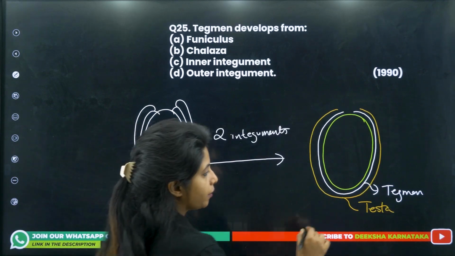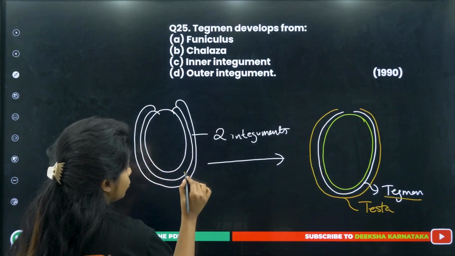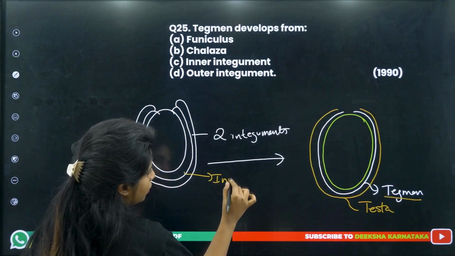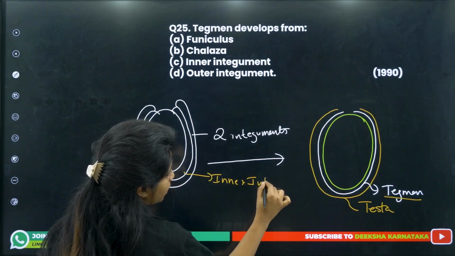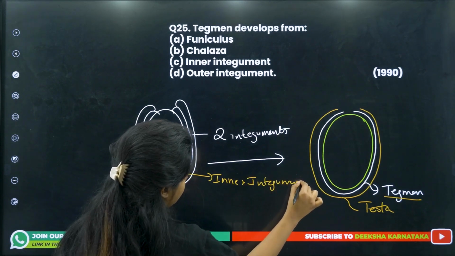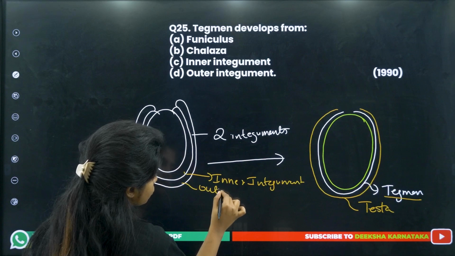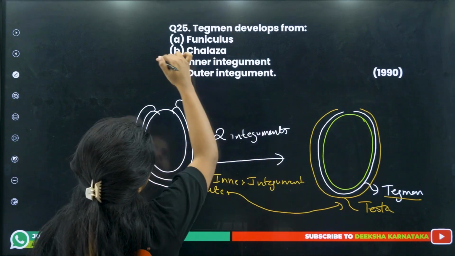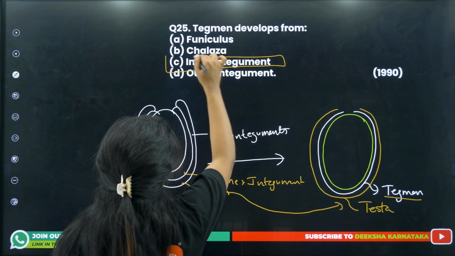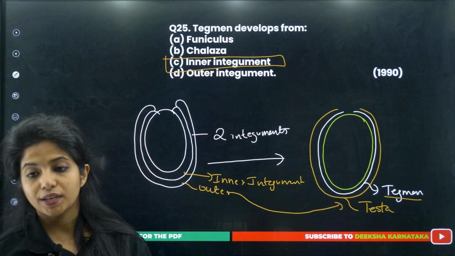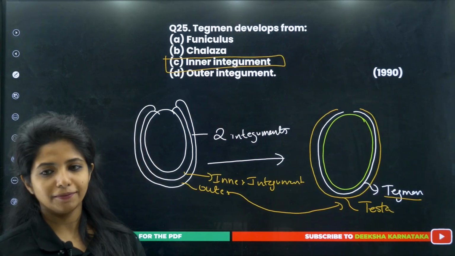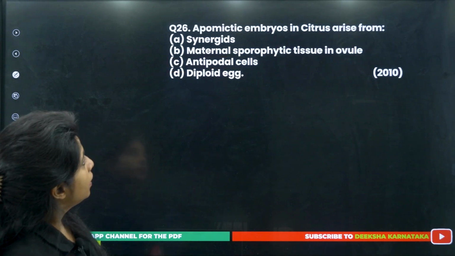Okay, tegmen is the inner layer. Here also you have inner integument. So the inner integument is the one that gives rise to tegmen, and the outer integument is the one that gives rise to what, children? Testa. So inner integument is the correct answer. This is the correct answer. A 1990 question, an easy question. Okay, going ahead.